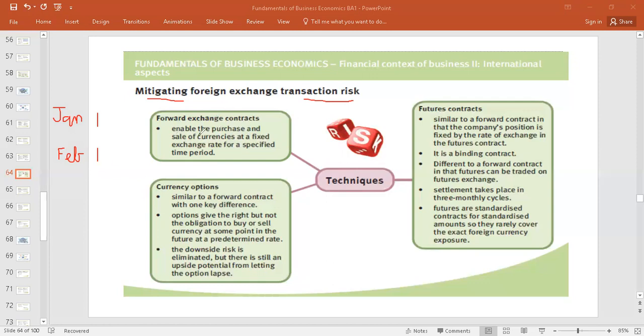Enable the purchase and sale of currencies at a fixed exchange rate for a specified time period. So let's say they are considering a time period of 1 month. On the day when the purchase and sale would happen, the rate at which they would fulfill that contract can also be decided. Once the rate is decided, that will be binding upon both the parties, irrespective of what is the rate that is prevailing in the market.